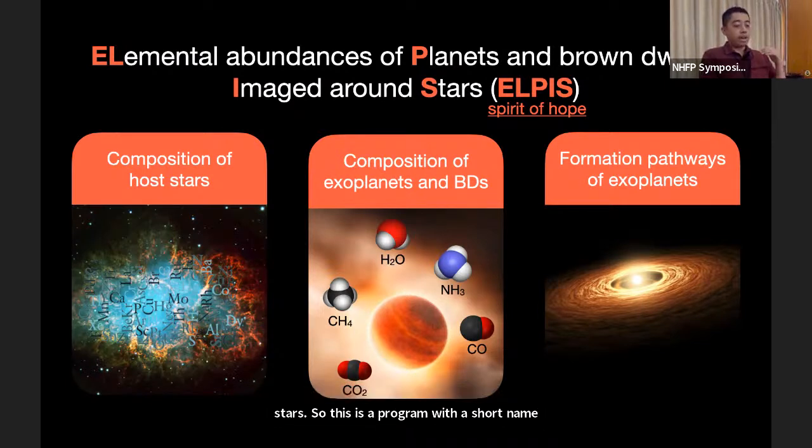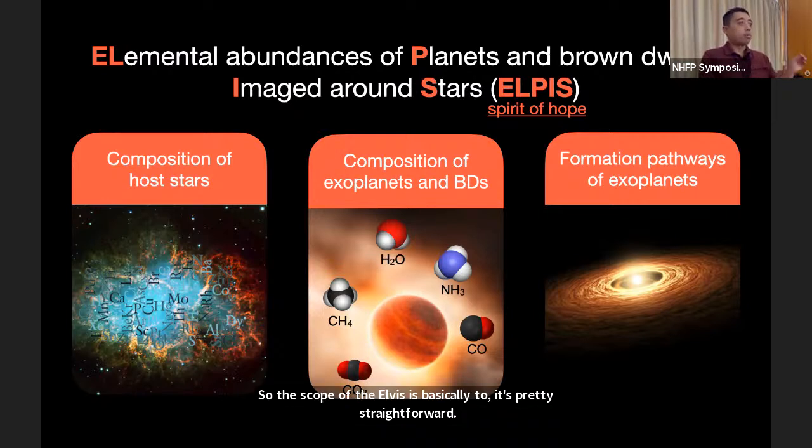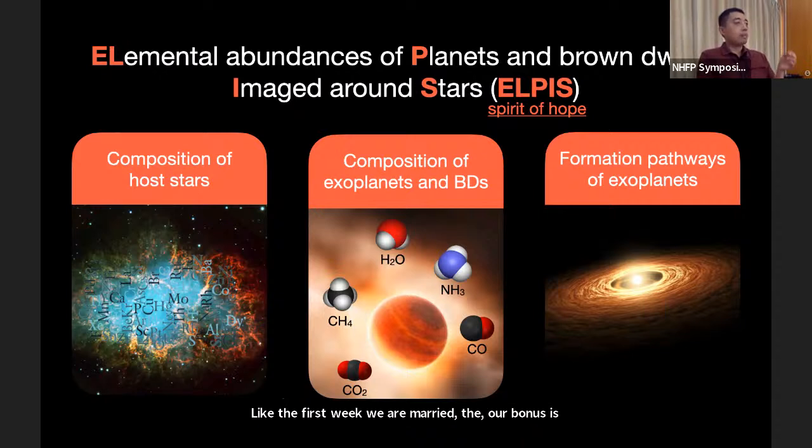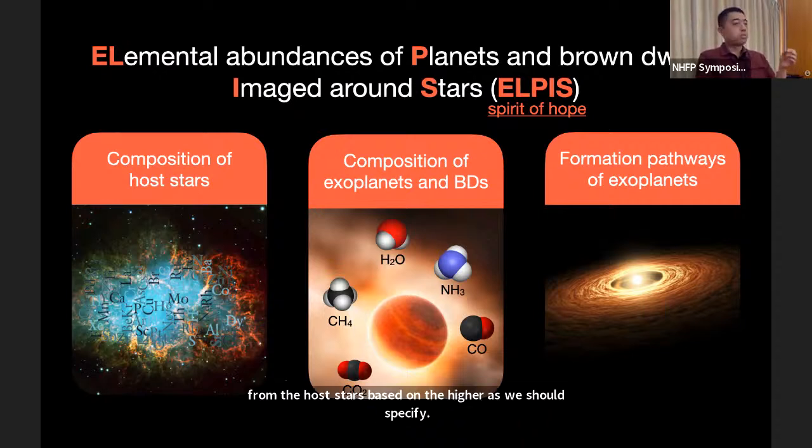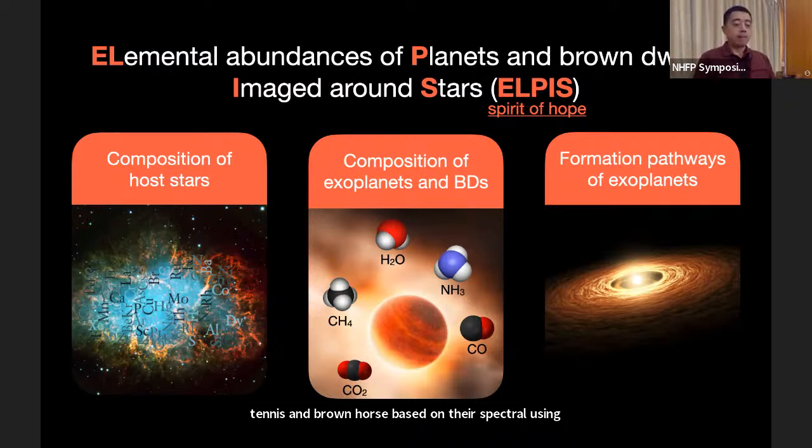So the scope of ELPIS is pretty straightforward. First, we measure the elemental abundances of the host stars based on high resolution spectroscopy. And in the meanwhile, we measure the composition of the planets and brown dwarfs based on their spectra using retrievals and forward models, combining these different tools. And finally, we want to compare the composition between the planets and the stars as a function of orbital distance, and also as a function of planet mass. And we want to see if there are any population level trends in the formation of the imaged planets. So the role of the benchmark brown dwarfs here is that they will help us to quantify the systematic errors of the models.